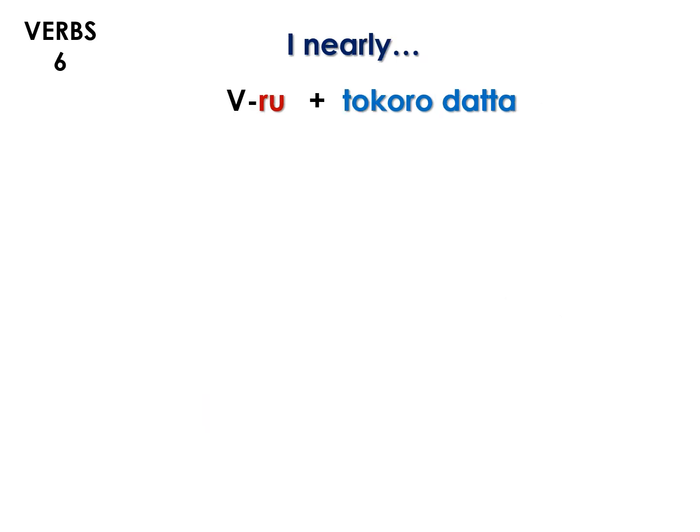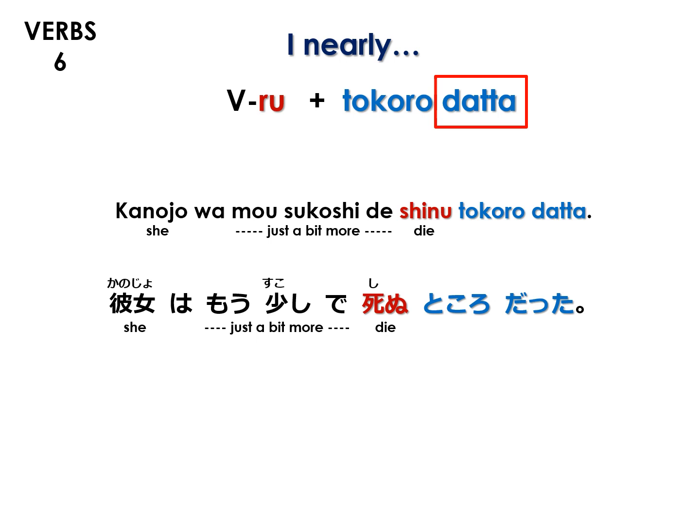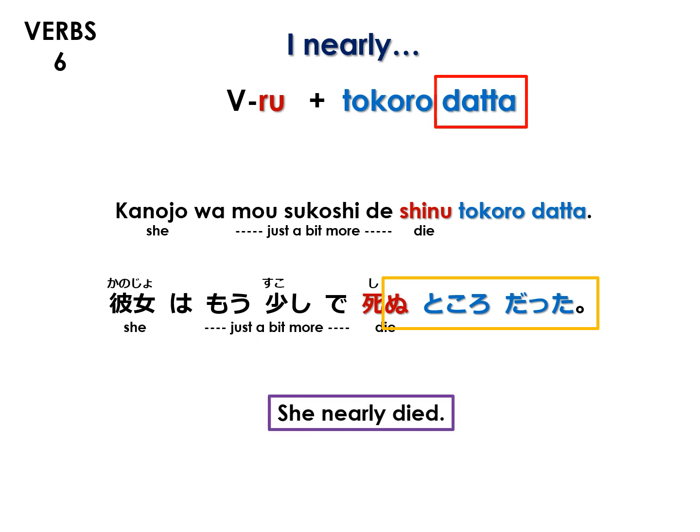Our next pattern is るところだった。Emphasis is on the past tense here, だった。Our sentence, 彼女はもう少しで死ぬところだった。The るところだった pattern means I almost or I nearly なんとかなんとか。Translation, she nearly died. Now, for this pattern, it's common to add the expression もう少しで, which means just a bit more. So just a bit more and she would have died.